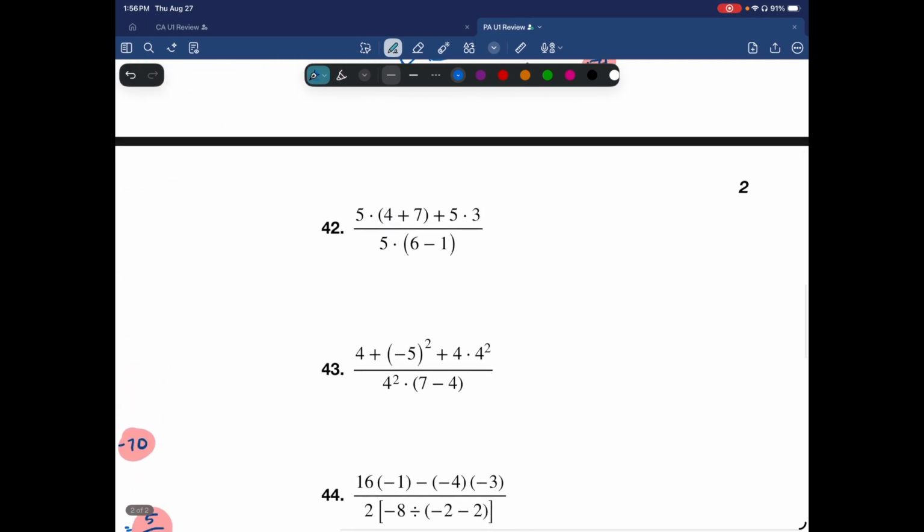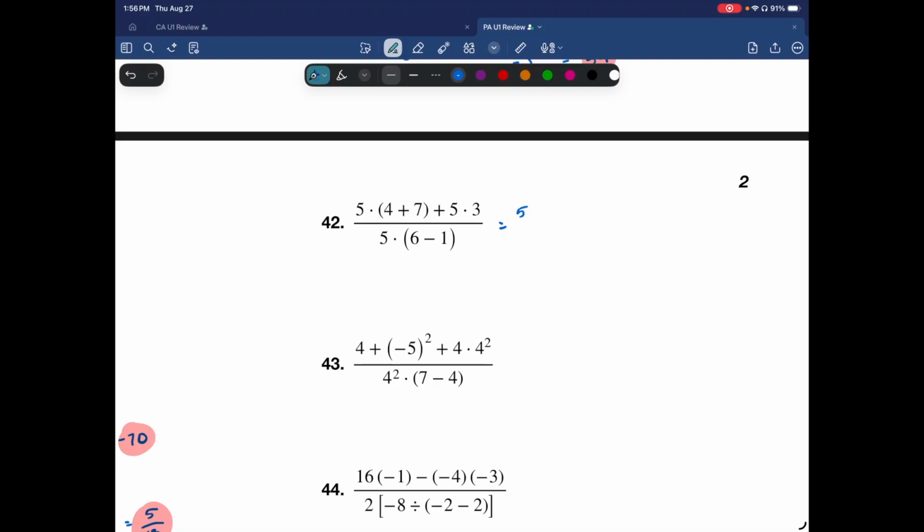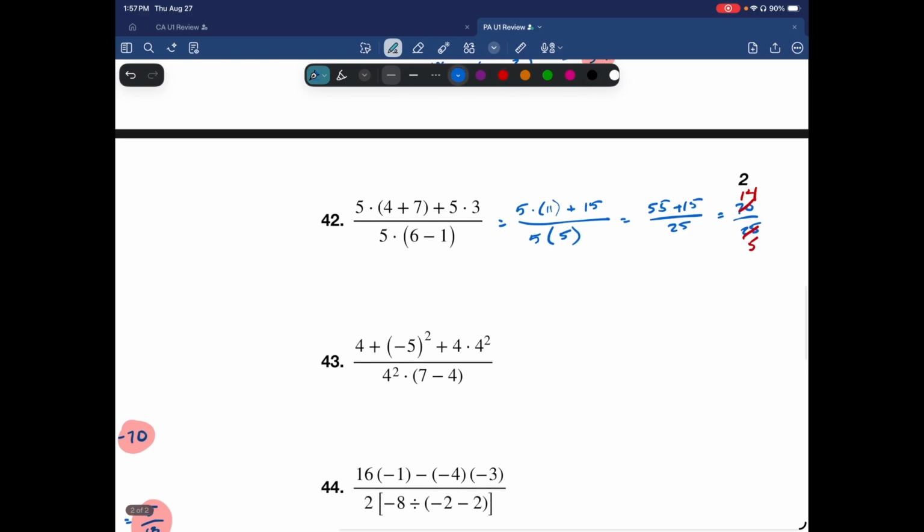42. All right, so we got 5 times 11 plus 15. All right, and then 5 times 5. All right, so you got 55 plus 15 over 25. That's going to be 70 over 25. And if it was 75, the 25 would go into it, but because it ends in 0, 5 goes into both of these. So it goes into 5 times and 14 times. So you get 14 over 5 as your answer.